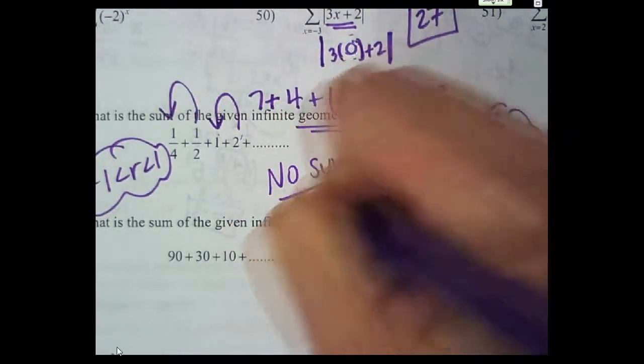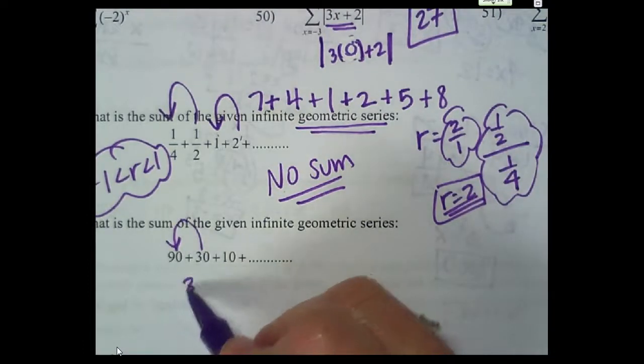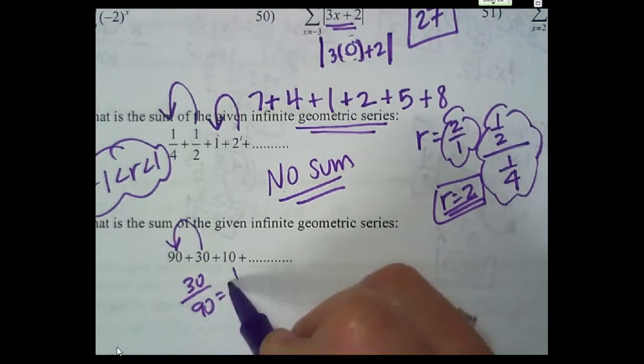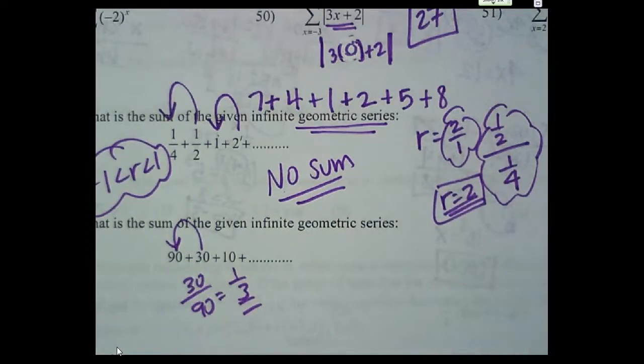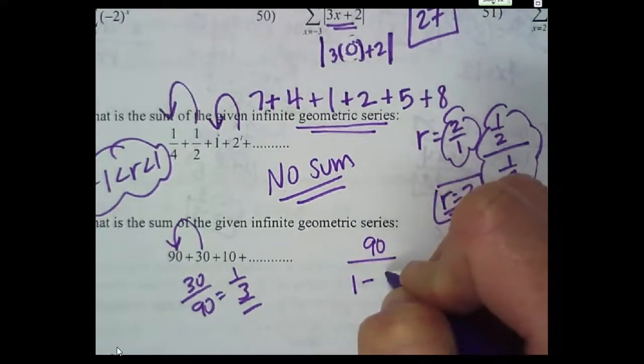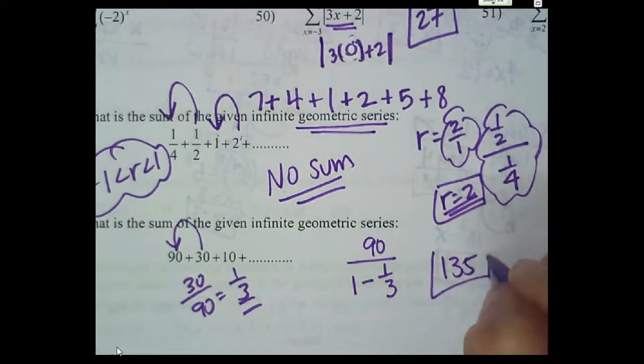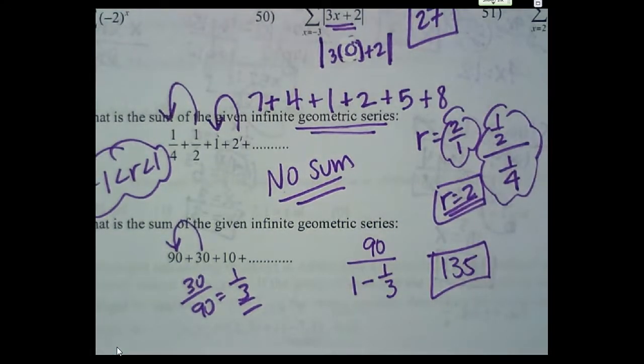Just by glancing at number 53, could you find the sum? Yeah, it's getting smaller. What is R? Go this way. 30 divided by 90 is 1/3. So you can. You may remember the formula. Look at your formula chart. The formula is A1, which would be 90, divided by 1 minus R. Okay, so the answer is 135. Okay?